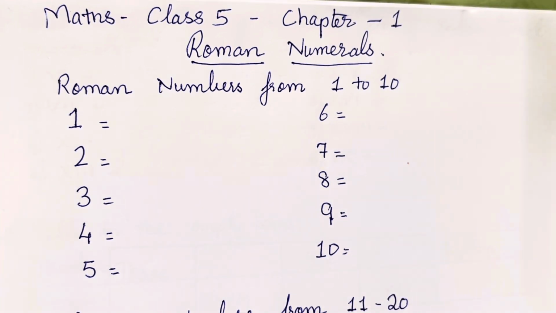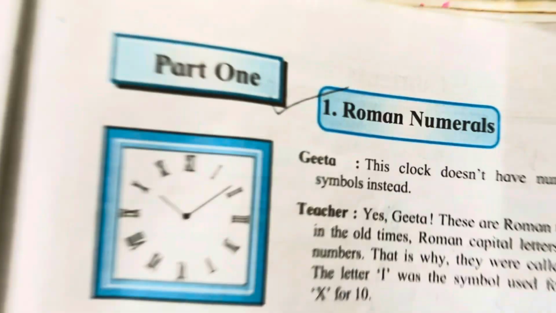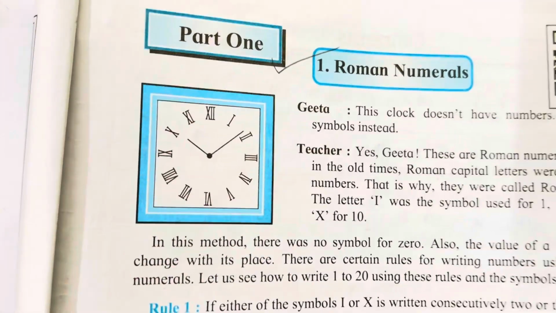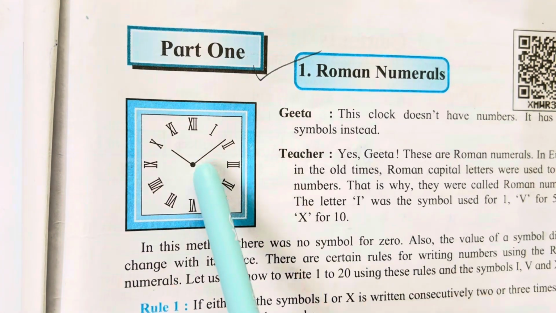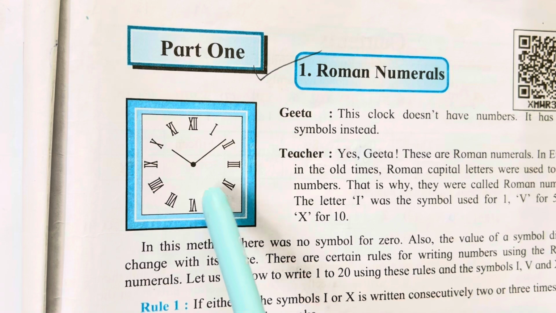Today we will be studying class 5th, chapter number 1, Roman numerals. So before starting with the chapters, we need to understand what Roman numerals are. Roman numeral itself says these kinds of numbers which have been given in your textbook are supposed to be Roman numbers. Okay, you all can see it over here.